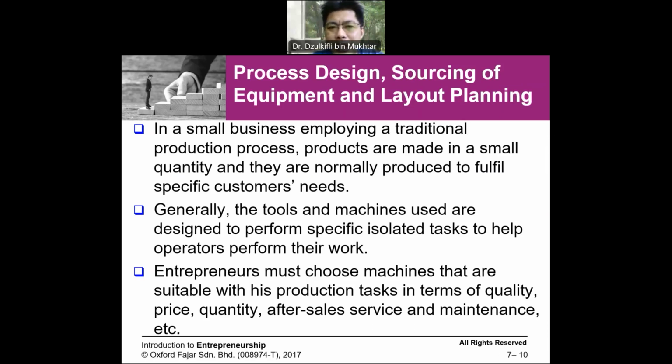In a small business, employing the traditional production process, products are made in a small quantity and are normally produced to fulfill specific customer needs. So, for example, we are referring this case to micro enterprises. Micro enterprises memang dia buat small scale, mesin pun cukup-cukup je, because they want to fulfill specific customer needs.